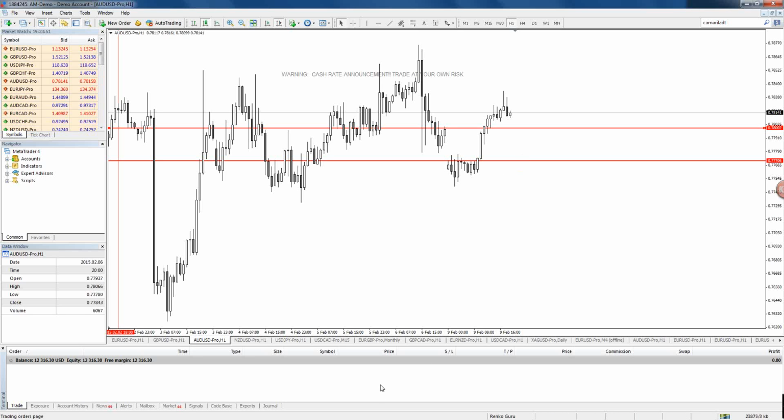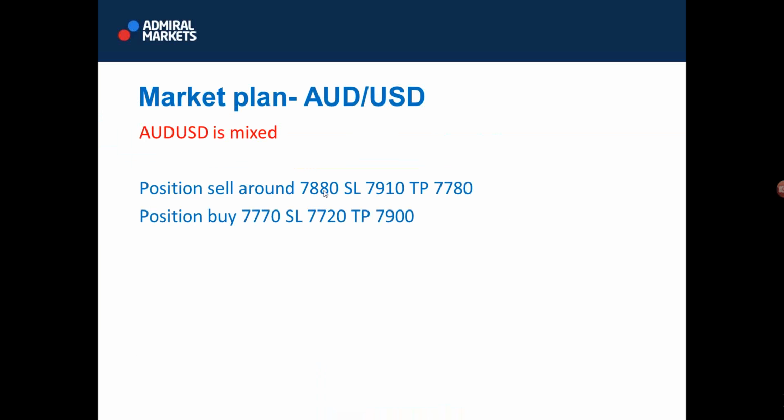And if it happens, guys, then we can definitely try to sell it with a little bit more level in mind. So 78.80 is our sell point, 79.10 is our stop loss, and 77.80 is our target. If it hits 77.80, we could try a buy with stop loss 77.20 and target 79.00.